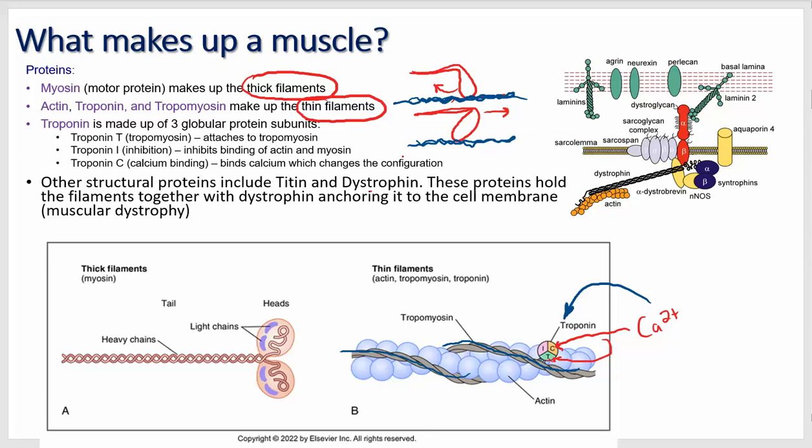All right, other structural. Let's see. So titin is another one that we'll see. We don't have a picture of it here, but we'll see it. And it's just a structural thing. Holds that myosin kind of in line. So they hold the filaments together with dystrophin anchoring it to the cell membrane.